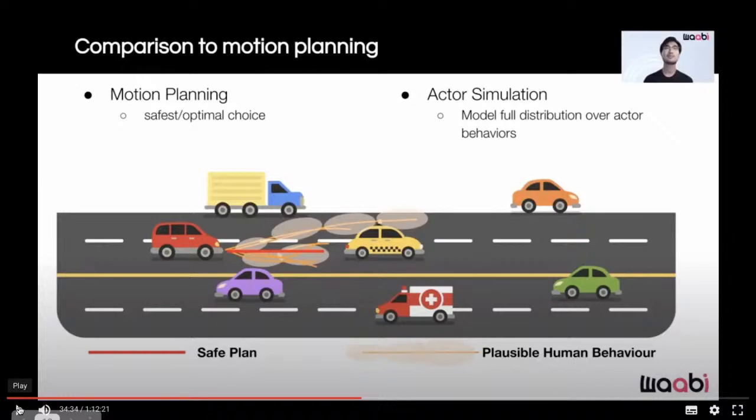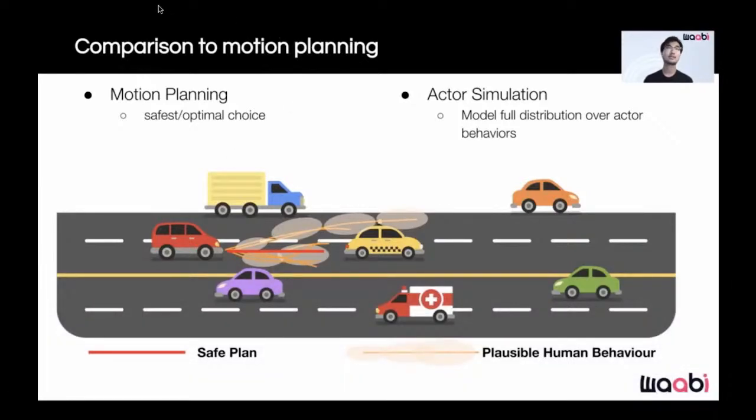Trajectory plan. Even though we may learn by imitating human driving, we're interested in learning only the best driving behavior. This is illustrated below by the single red trajectory that safely follows the lead vehicle. Whereas in actor simulation, we're interested in recovering the full distribution over human behaviors, which includes potentially reckless and dangerous maneuvers. This is illustrated by the distribution in orange, which includes aggressive lane changes.